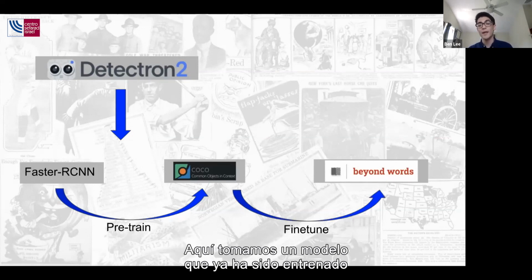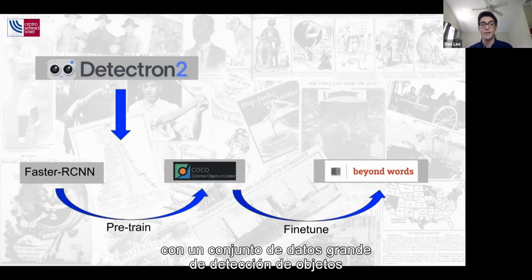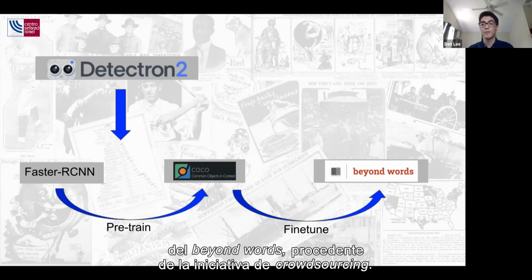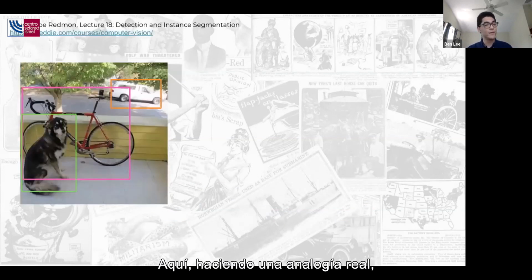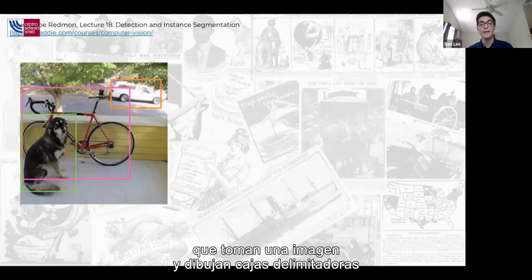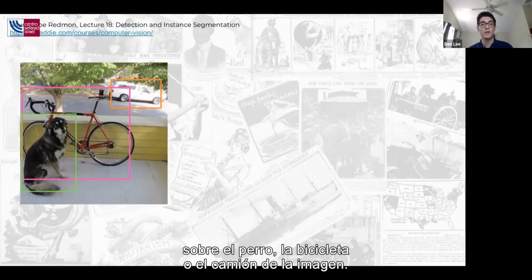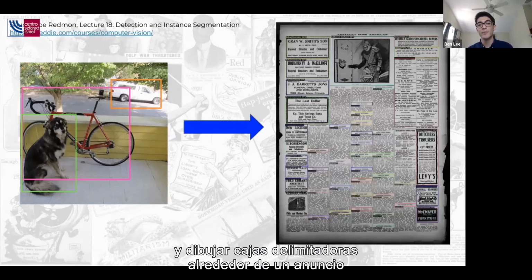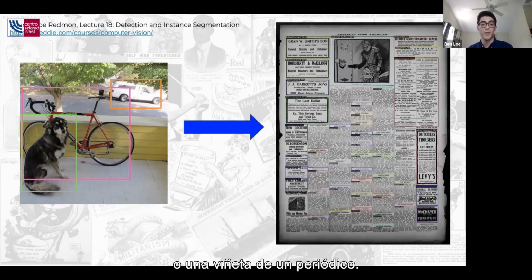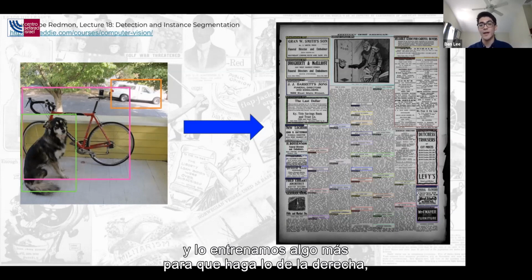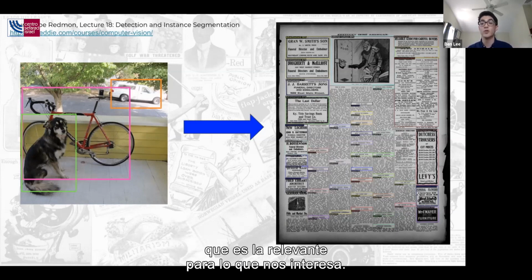So here we can take a model that's already been trained on a really big object detection data set and then fine-tune it some more by training it on the Beyond Words annotations coming from the crowdsourcing initiative. To give the real analogy, object detection refers to these kinds of machine learning models that can take in an image and then draw bounding boxes around, say, the dog or the bicycle or the truck on the image. There's this very natural analogy between doing that and then drawing bounding boxes around, say, an advertisement or a cartoon on a newspaper page. And that's precisely what this fine-tuning is doing. We take something that knows how to do the left and then train it some more so it can do the task on the right, which of course is very relevant to what we're interested in.